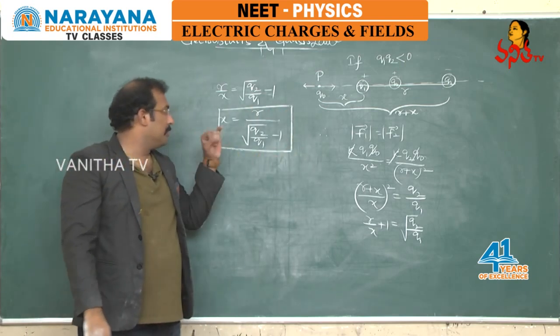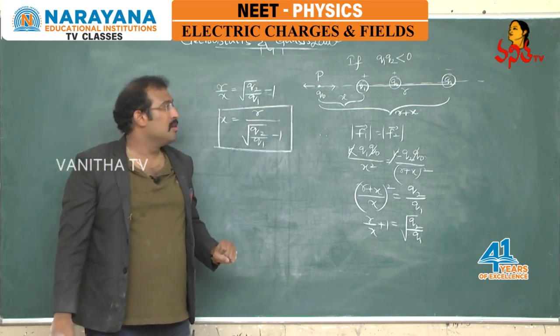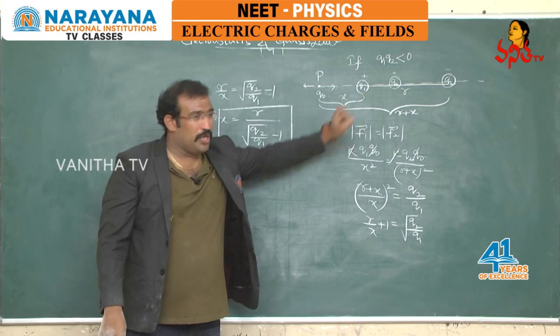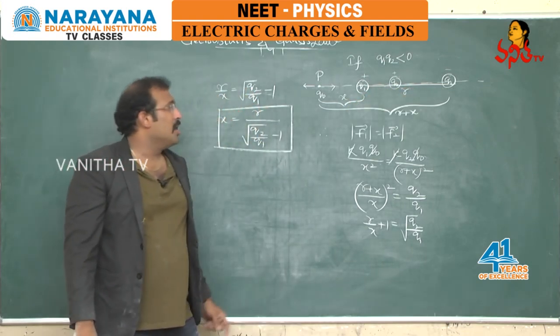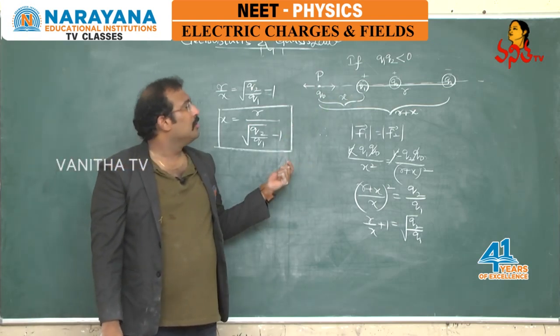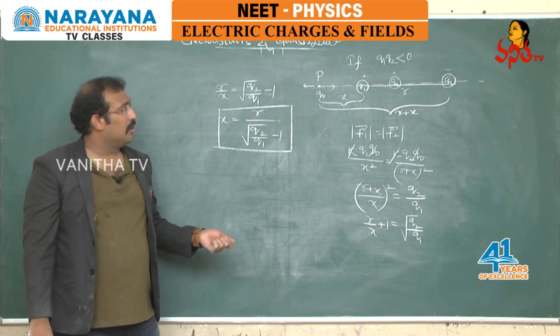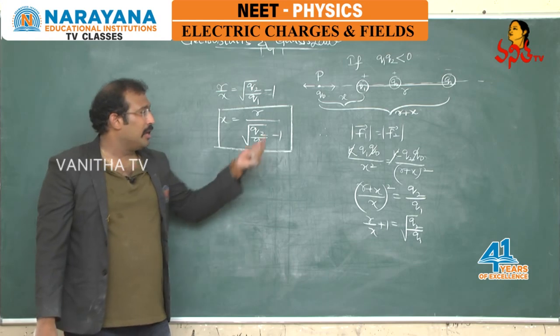This is the equilibrium distance of a test charge from the charge q1. If you want to find it from q2, simply take r plus x. So this is a method of finding out the null point of a test charge.